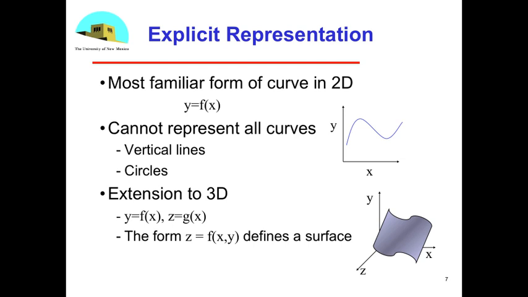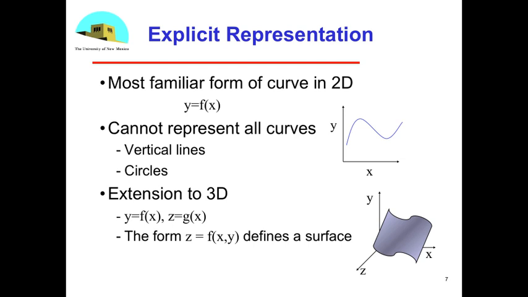Now, one of the problems with that is that it says that there's exactly one y for each x, which is certainly not true for all curves and surfaces, and especially many curves and surfaces of interest. So the simplest example is if you take a line, you can't represent a vertical line that way because it has the representation x is constant, but you can't write it in the form y equals a function of x.